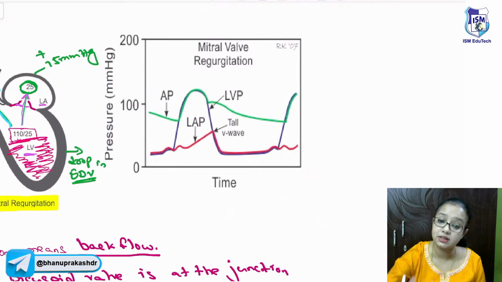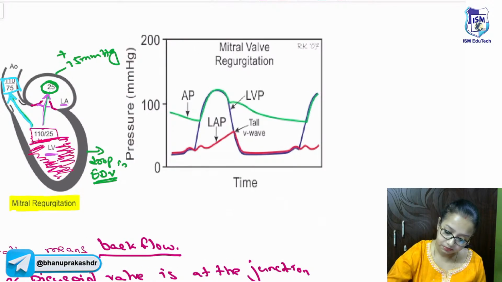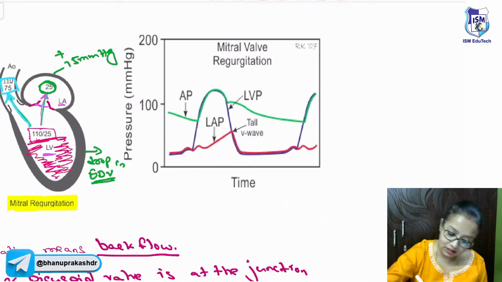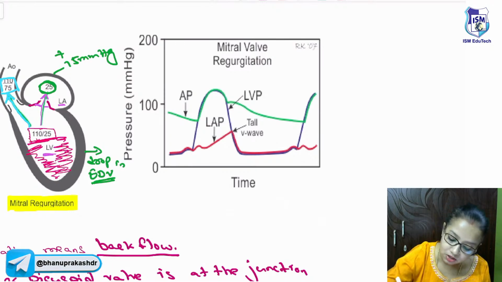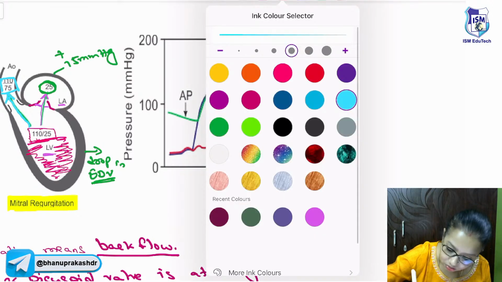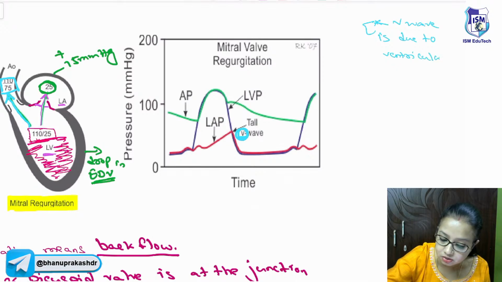So, how will the same thing reflect in the Wiggers diagram? Here in the Wiggers diagram, as you can see, since there is an opening, there is a gap between the flaps of the bicuspid valve. Here you see what we usually know as the significance of the V wave. What is the significance of the V wave? A quick reminder on the side. What does the V wave signify? The V wave is due to ventricular contraction, right?